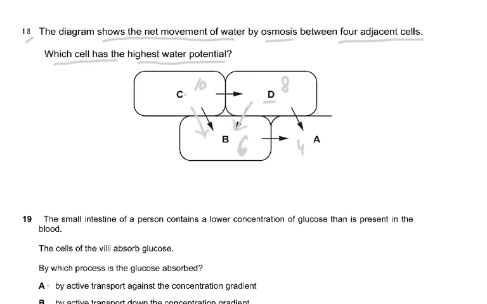Then from B, it is moving into A. So B is 6, and A has to be 4. Water potential has to be lesser. And then from 8 also it has to move into A, so it has to be less. So that is why the answer is C in this case, because that would have the highest water potential. And this is how you had to figure it out.